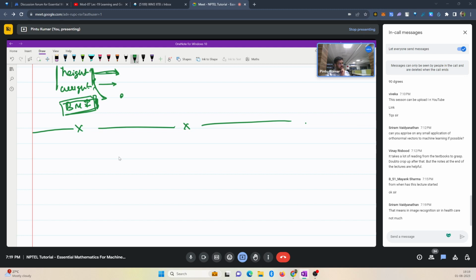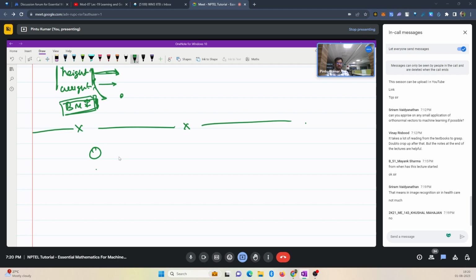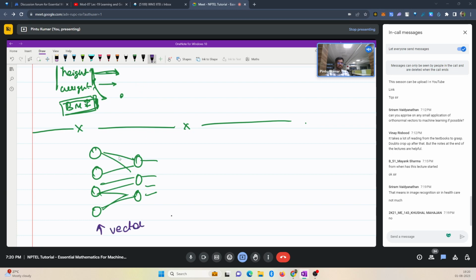Just type yes or no. In deep learning, what happens is you give a vector as an input to, let's say, a neural network, and after learning something, it gives you some output. One thing that you should remember is that the input you are giving is a vector. The input is a vector.